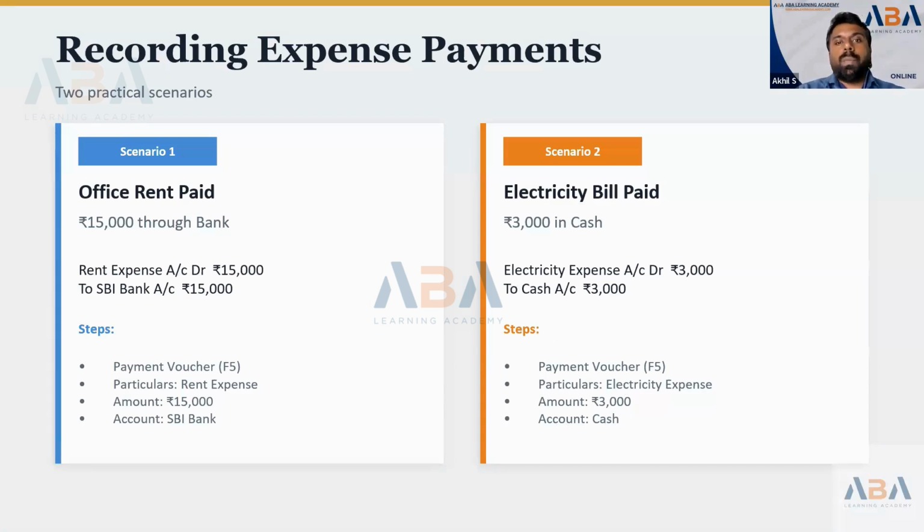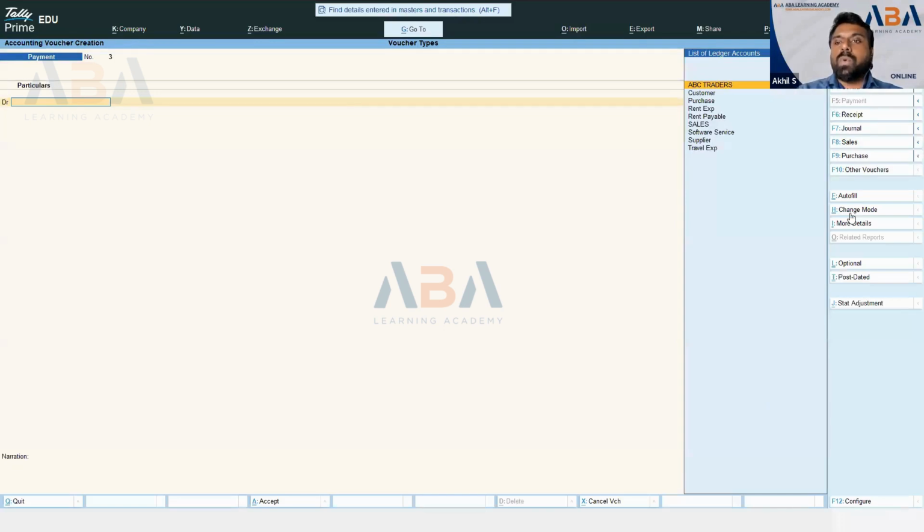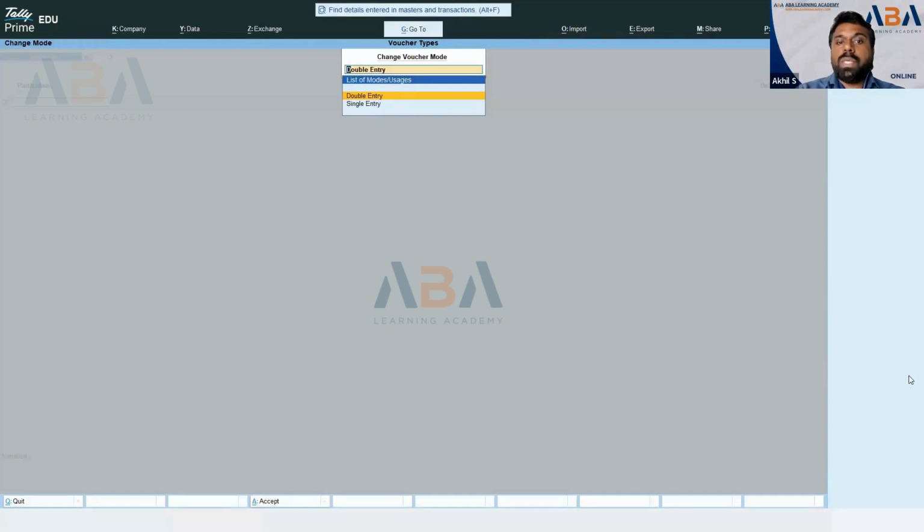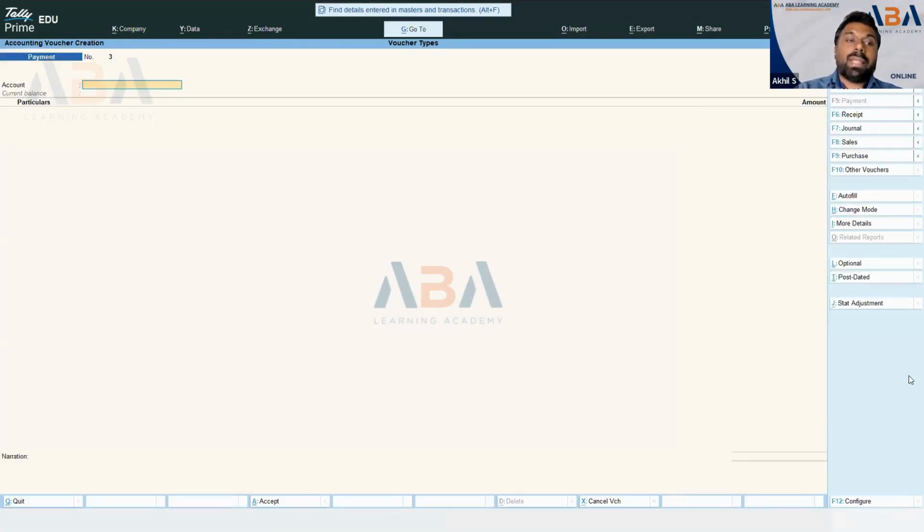So coming back to Tally again. Here, first of all, you have to go to change mode. Control plus H is the shortcut key. You should never forget that. Control plus H. And here I'm coming to single entry. I'm selecting single entry mode here. And in the account, we have to select what? We have to select cash.